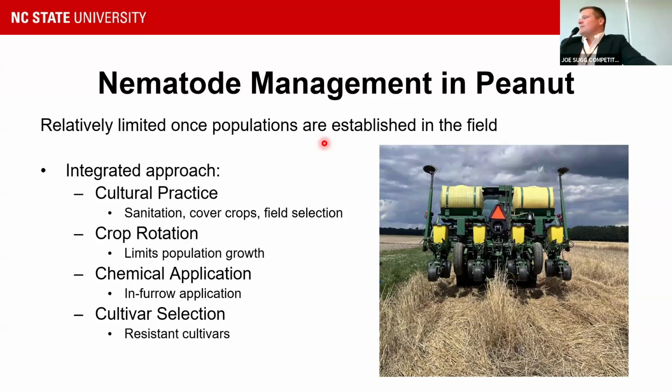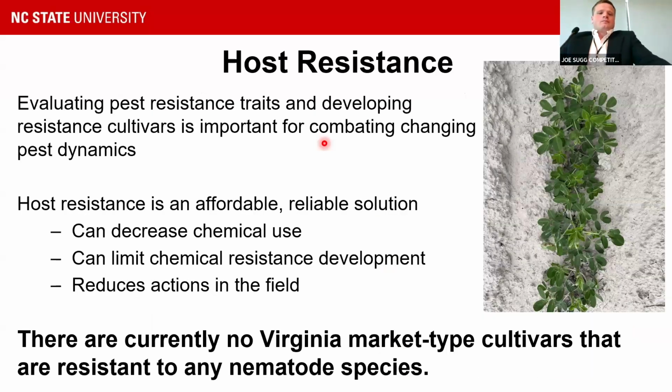So as you can see, we can get pretty backed into a corner with nematode species and nematode issues in the field. So it's important to look at cultivar selection, and hopefully if you're in the area and have resistant cultivars available, it has proven to be a great option for managing peanut nematode in the field.